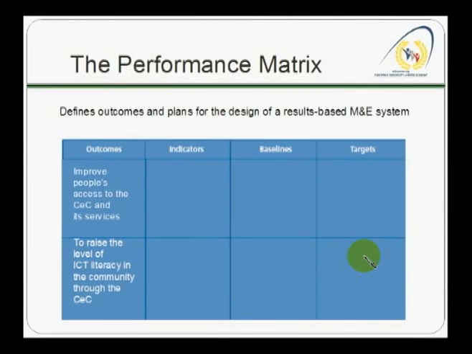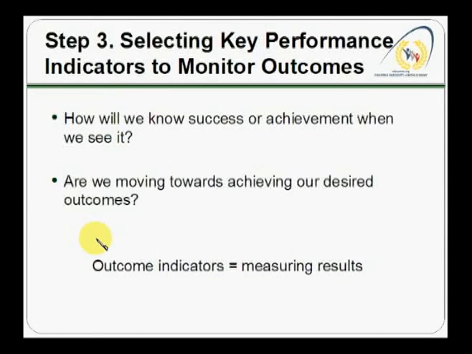Which brings me now to introducing the performance matrix. This matrix is what you will use during the design and development of your M&E system. If you notice, the matrix is made up of 4 columns. The matrix is a tool that defines the outcomes and plans for the design of your results-based monitoring and evaluation system. I've already placed in the outcome column the 2 sample outcomes that we came up with in the previous slide.